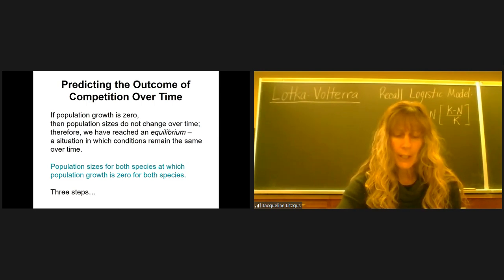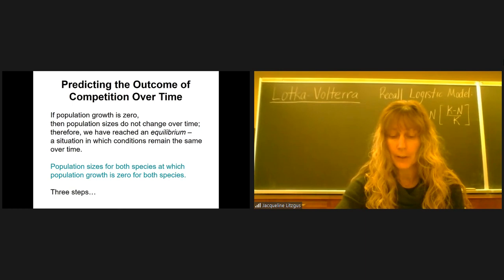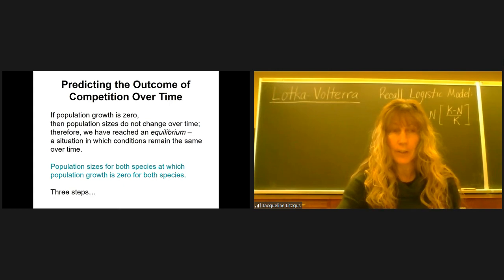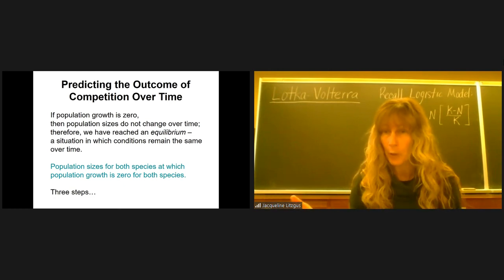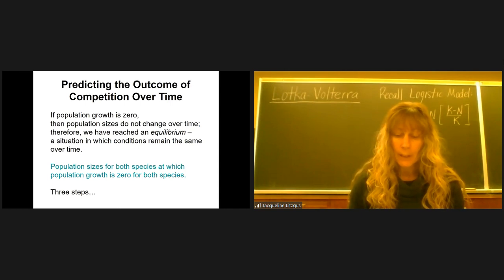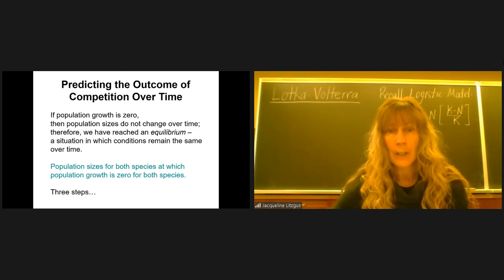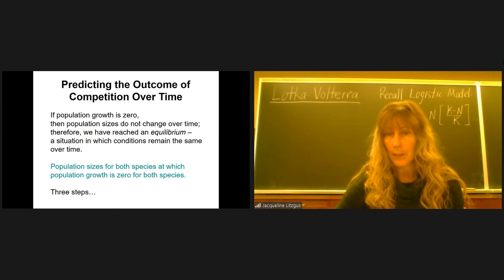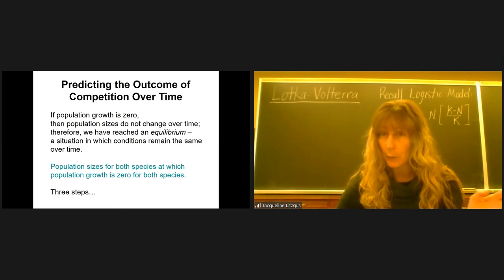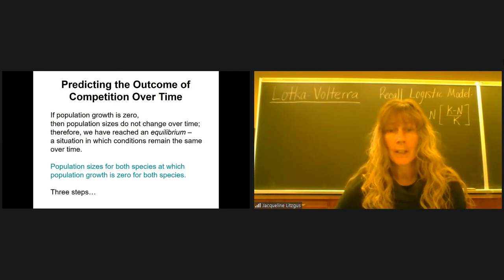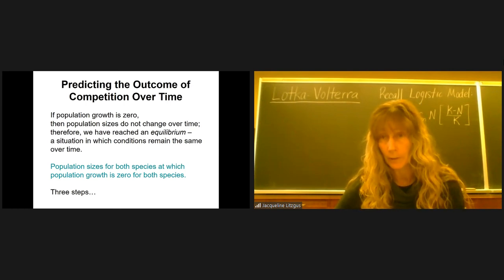So if population growth is zero, then the population sizes are not going to change over time, right? If there's no population growth, population sizes are not going to change. So we have an equilibrium. We've reached an equilibrium value, no more changes, okay? So, a situation in which population size remains the same over time. So that's an equilibrium. Right. So again, if population growth is zero, then population sizes are not changing over time. So we have reached an equilibrium, right? A situation in which the conditions remain the same. It's a steady situation. So for the case of this Lotka-Volterra model, it's the population sizes for both species at which population growth is zero for both species.